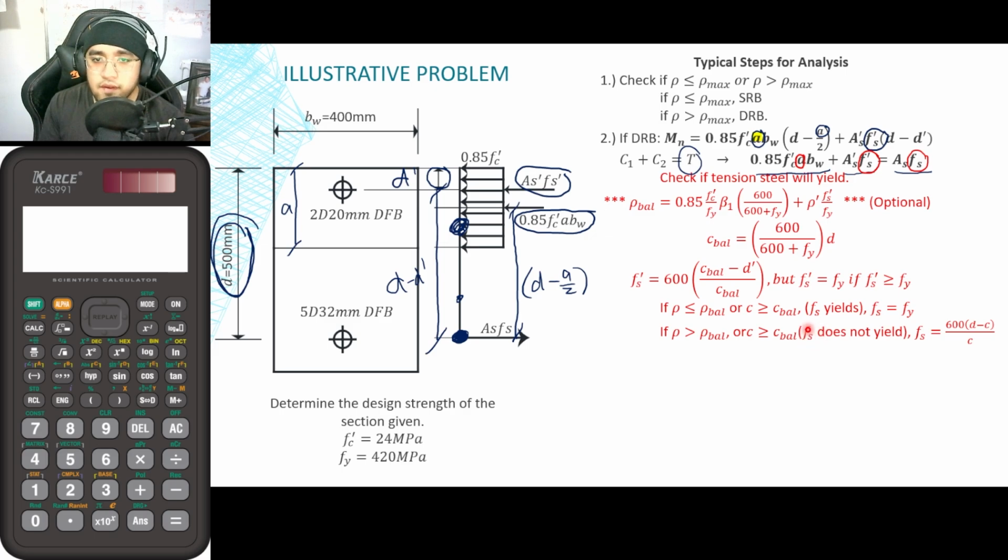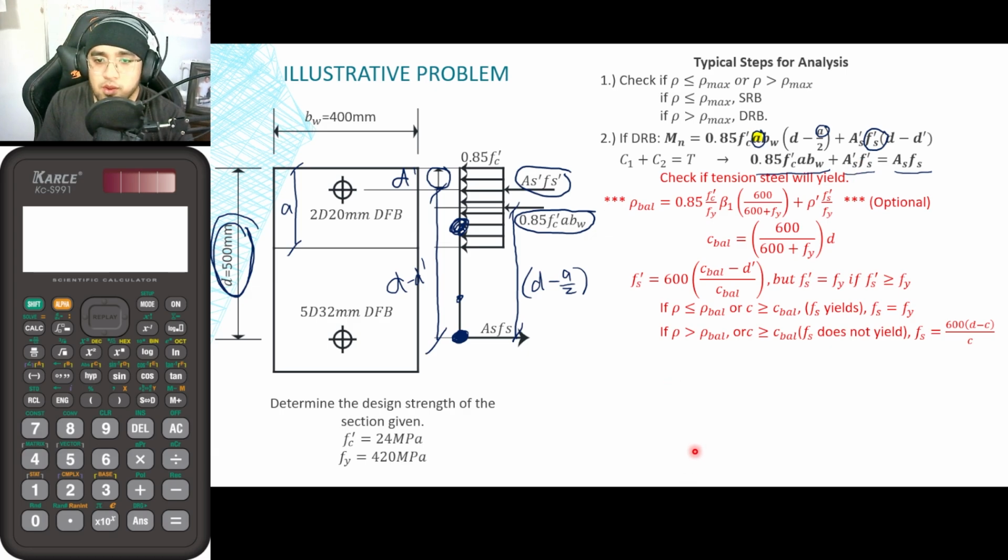So if fs will not yield, you will now make use of this particular equation from the equations on top. Okay, so upon knowing the value of our fs, we already know the value of fs here in this equation. So next up, how can we now solve for the value of fs prime? Actually, we do not have a direct equation in order for us to know.